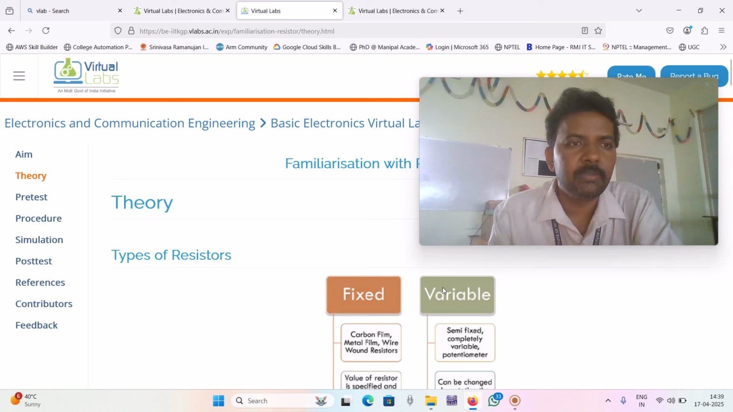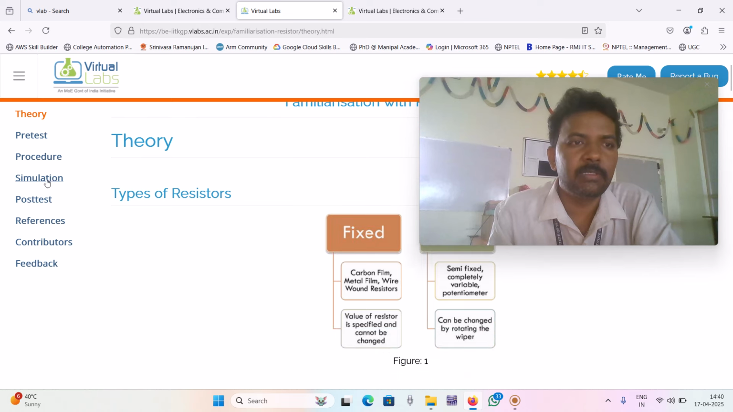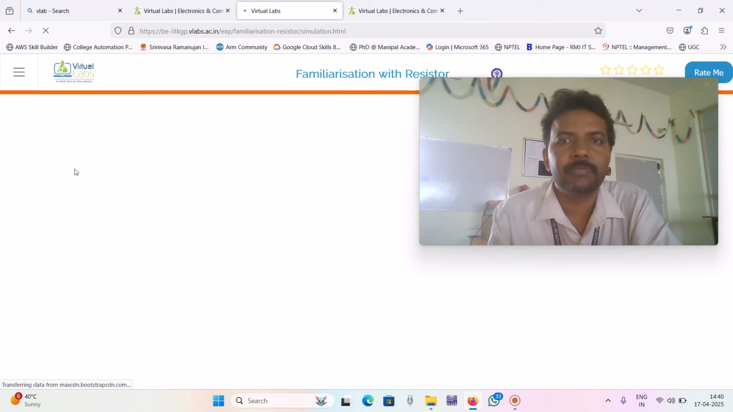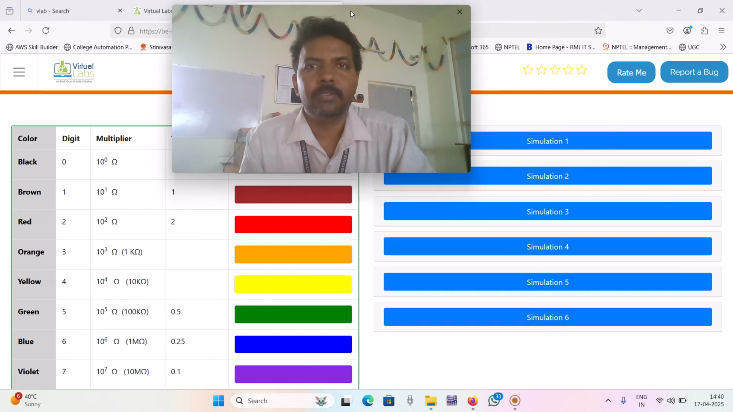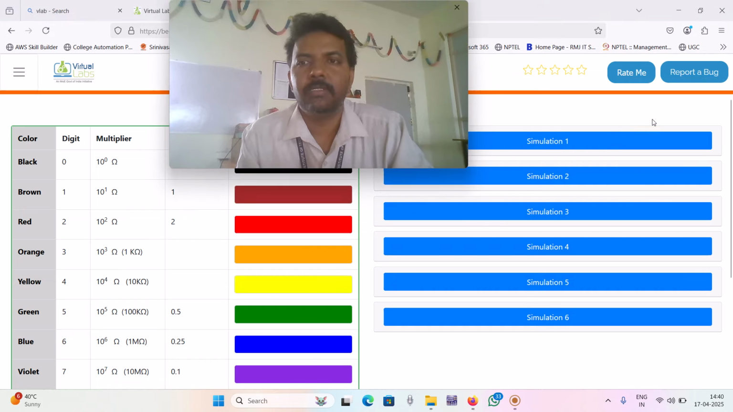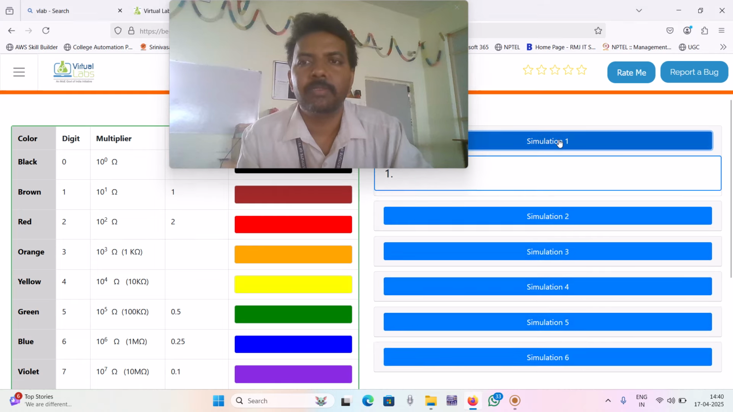So now we can move on to the simulation aspects. There are six exercises we are having. See here, simulation 1 to simulation 6. It is a very simple thing.